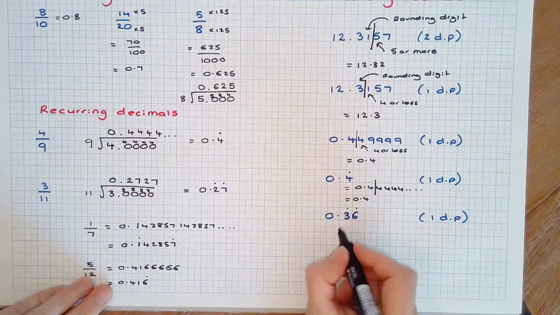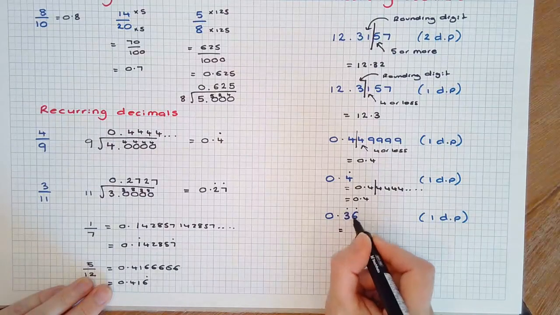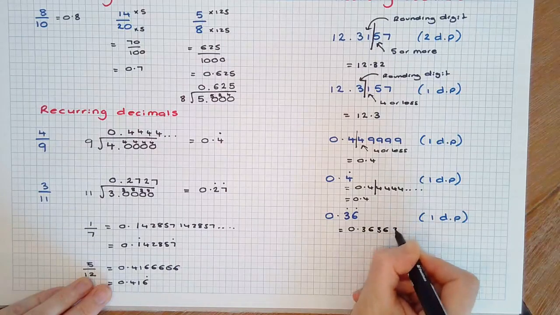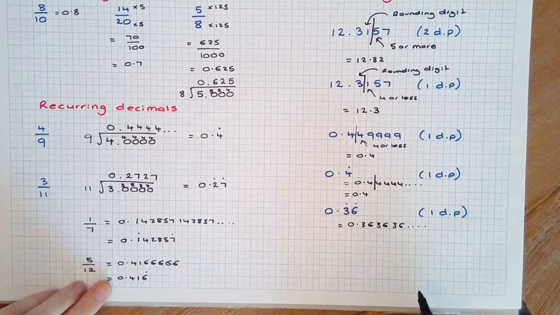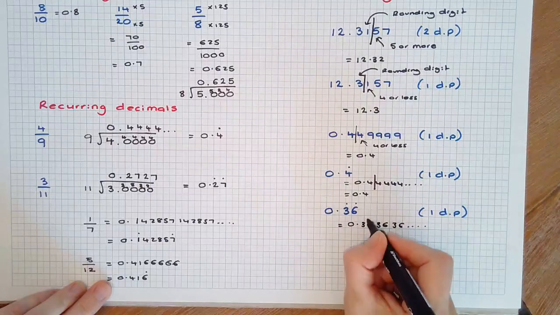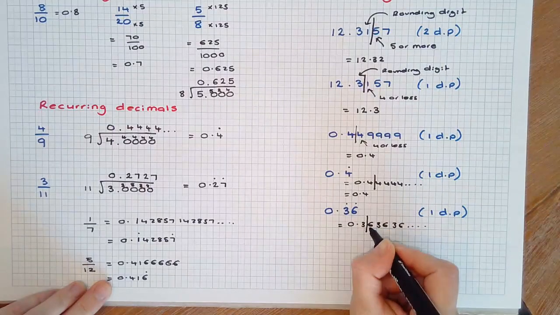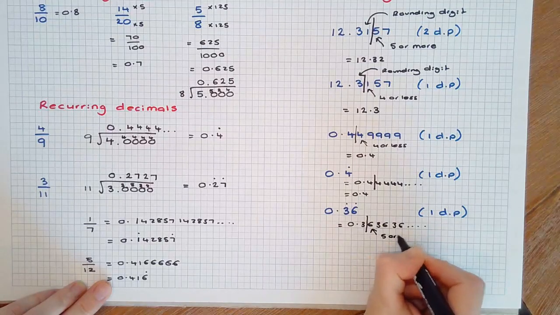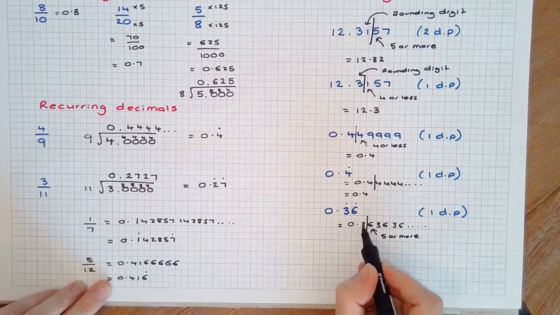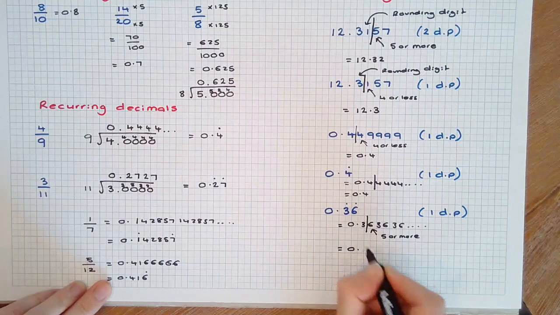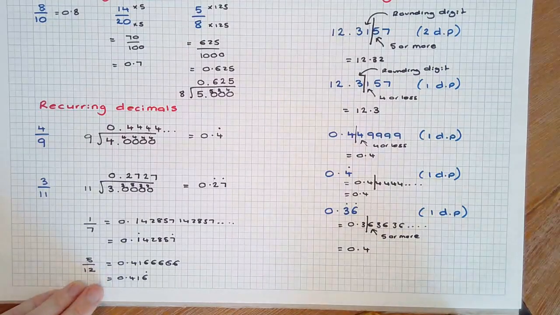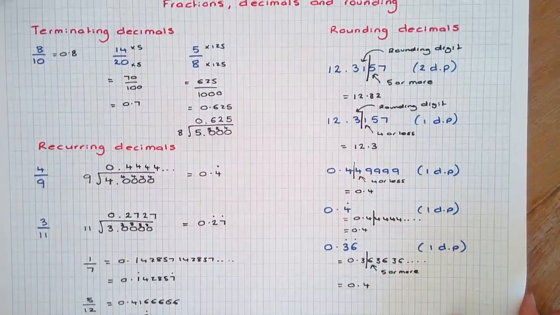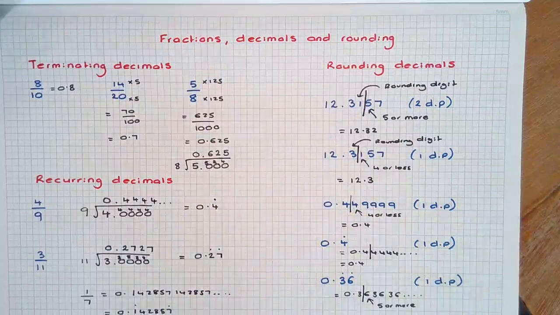With this example, 0.36 with dots, the decimal would be 0.363636, reoccurring indefinitely. Rounding to 1 decimal place, this time the digit after the rounding digit is 5 or more, so this number is closer to 0.4 than it is to 0.3, so we round up. And that is a nice summary of fractions, decimals, and rounding.